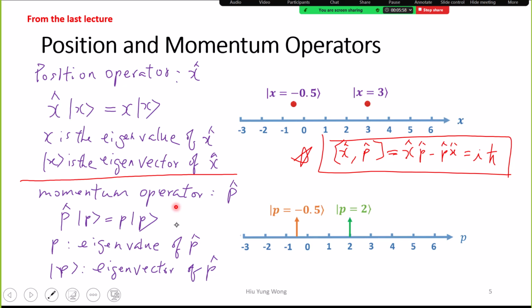Similarly, for the momentum operator, if your particle is at a certain momentum, you apply the momentum operator to the momentum state, you will get the momentum. So the momentum is the eigenvalue of the momentum operator, and the momentum state is the eigenvector of the operator. There are lots of things you can think about, right? But because of time, we will just stop here. But I would like you to appreciate that you can have something called position operator and something called momentum operator.